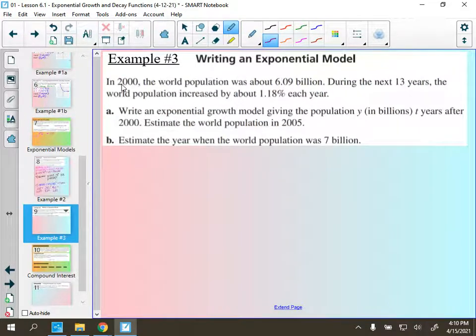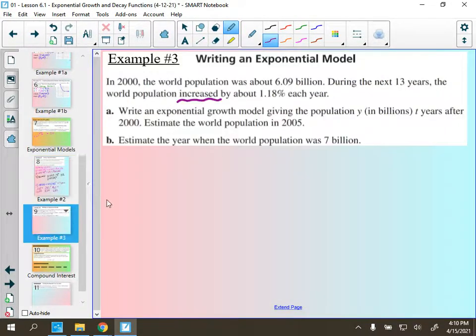So let's see here. Information-wise, in the year 2000, a while ago, the world's population was 6.09 billion. Wow. During the next 13 years, the world population increased by about 1.18% each year. We talked about that when we did the models, that this is the situation when something's growing. Increasing by about 1.18% each year. That word increase tells me this is a growth model, right?